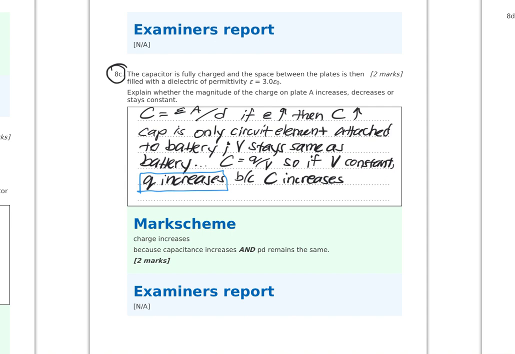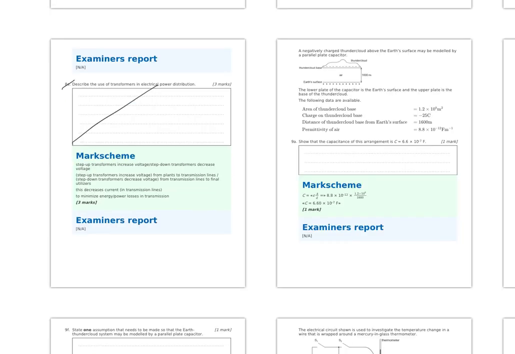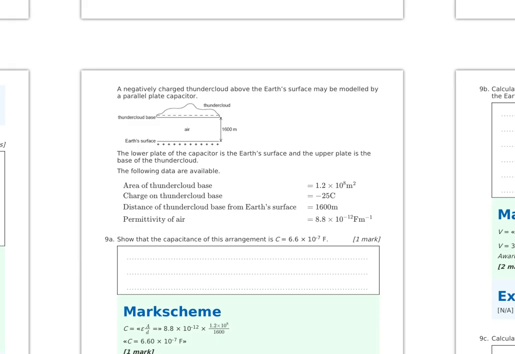And since the capacitor is the only thing attached to the battery, the voltage is the same as the battery. So if the voltage is constant and capacitance increases, then the charge increases too. 8D is an 11.2 question, as is 8E, and that brings us to 9.